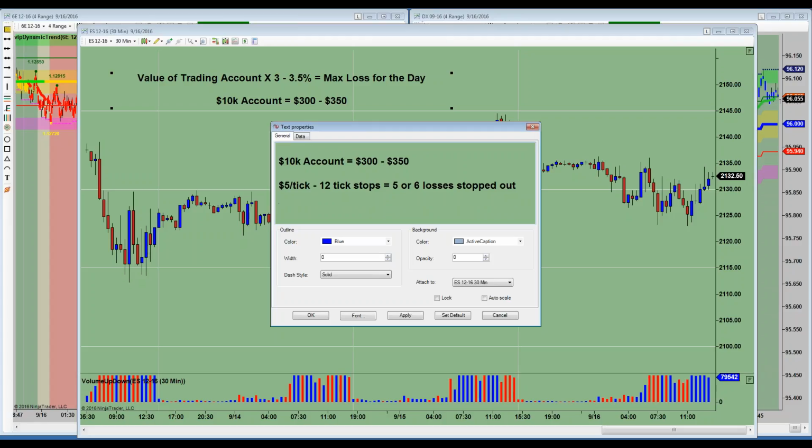Now with a 10 tick instrument, like the Russell, crude oil, etc., $10 per tick, which is twice the risk, with 12 tick stops. How many stop outs can you have there? That's $60 a loss. Or no, I'm sorry, $120 a loss. You're looking at probably 2 to 3 losses before you're done.